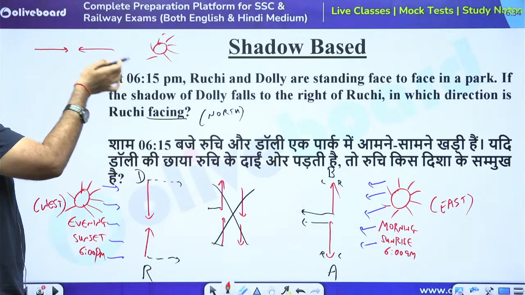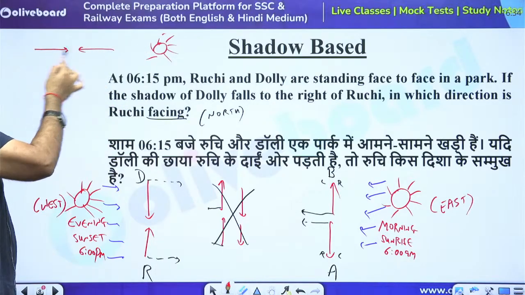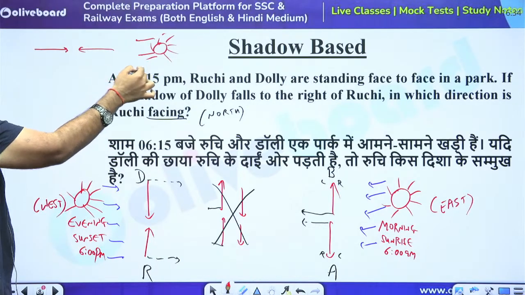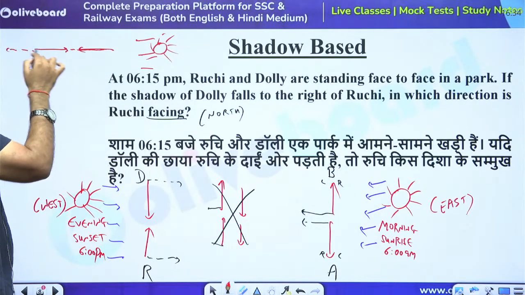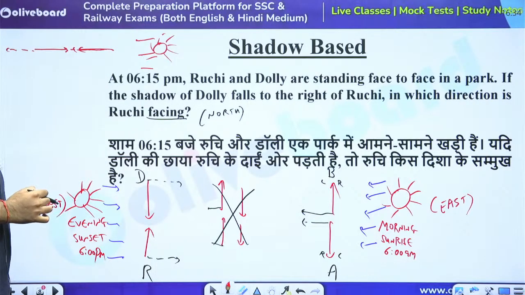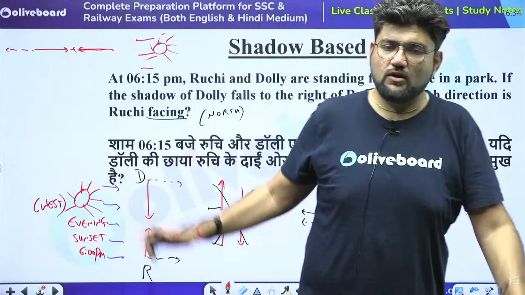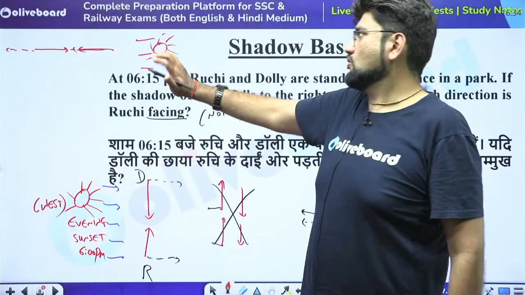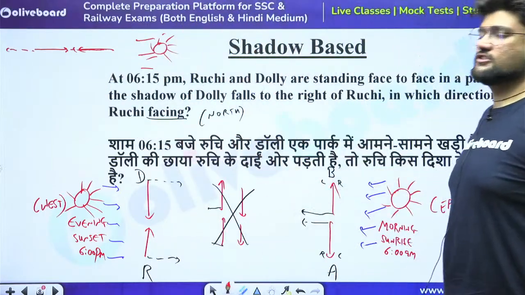If your shadow talks about front and back, which is very seldom, very rare, then your arrangement will be of this sort. So the rays will be coming from here. This guy's shadow will be in the front and this guy's shadow will be at the back. Okay. So that is why if the shadow talks about front and back, then you can draw this figure. Otherwise, this is also not considered. Cool. So that's all about your shadow based questions.